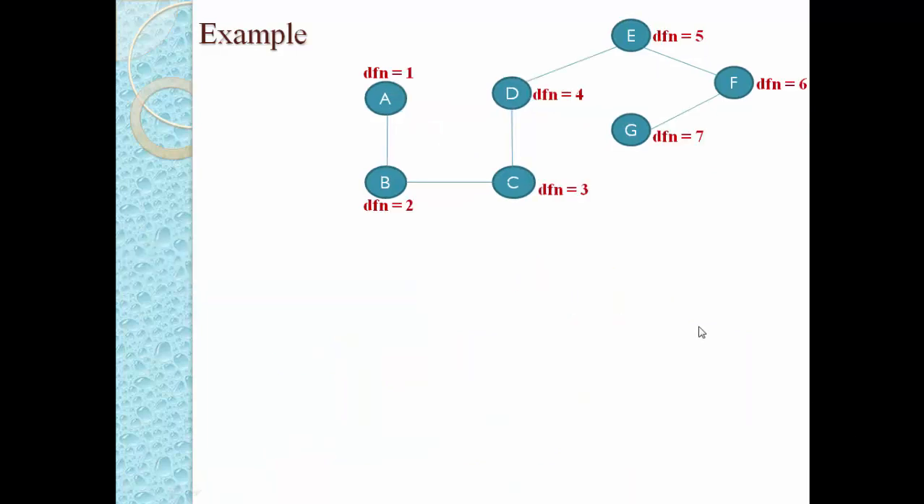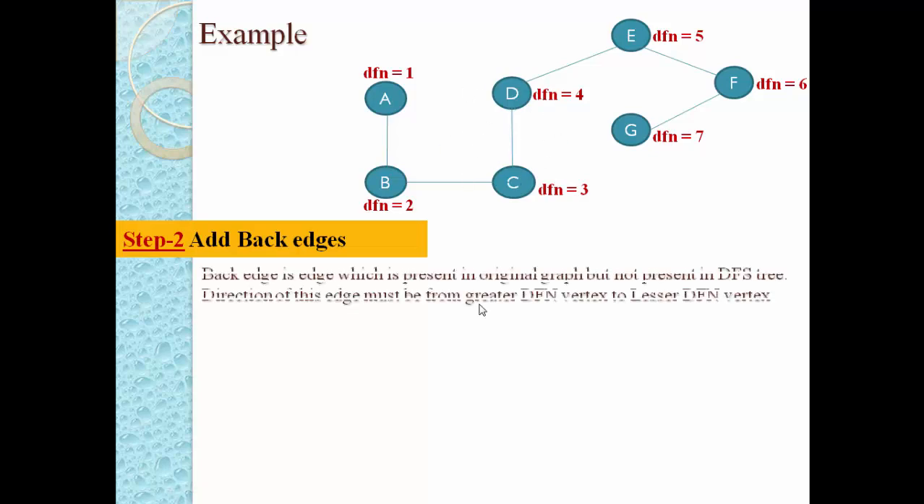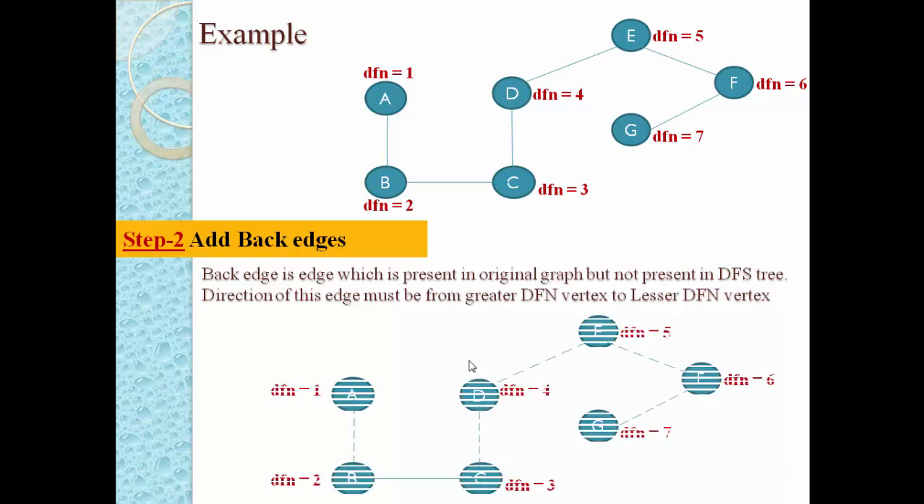Now step number 2, add back edges. So we have to add all the back edges in our DFS tree. First of all, what is a back edge? A back edge is an edge which is present in the original graph but not present in the DFS tree. The direction of this edge must be from the greater DFN vertex to the lesser DFN vertex. So we have to compare our DFS tree with our original graph and identify all the back edges.